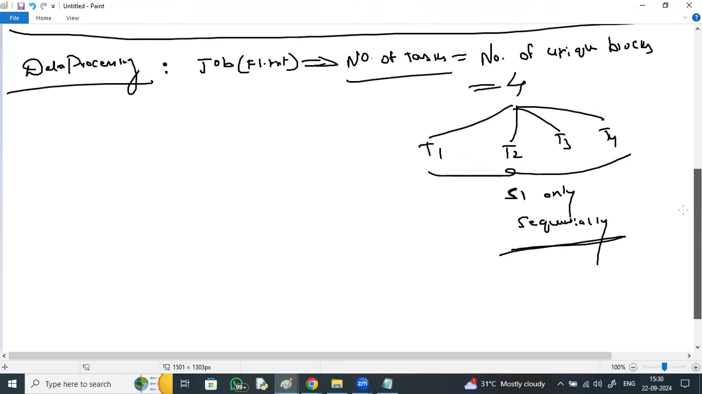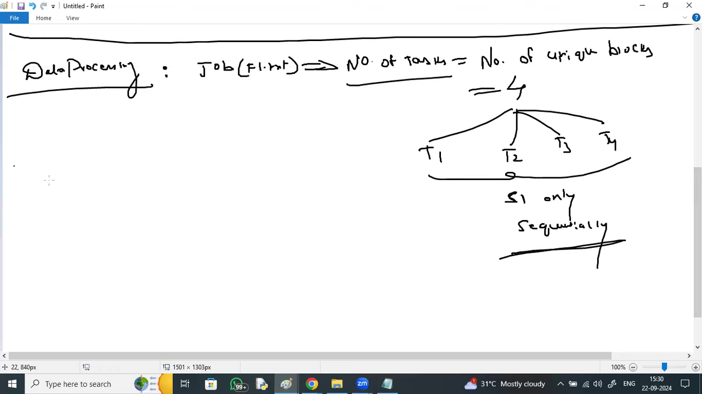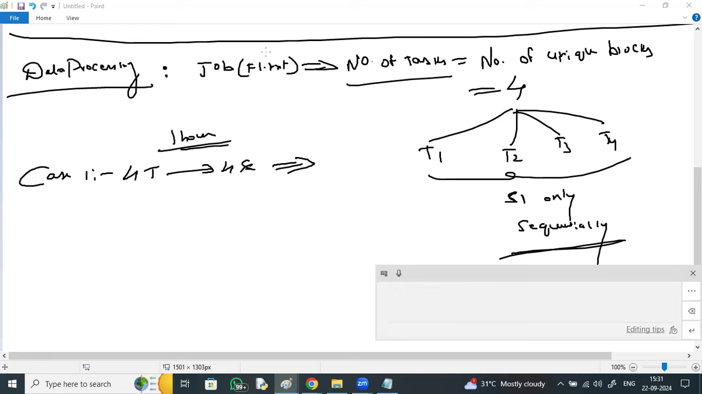Okay. So here, case 1, case 2, case 3. Case 1: 4 tasks, 4 slaves, each task taking 1 hour. Total time taken to execute all the 4 tasks? Everyone, try to answer. 1 hour. 1 hour it takes, right?